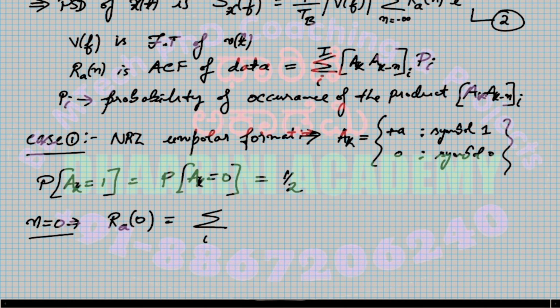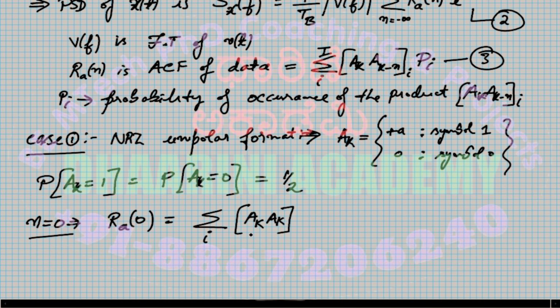over I. I have to decide what is capital I; I'll come back to that later. Let me write this now. So there is AK, look at the equation, I'll call this equation number 3. Look at equation number 3: AK into AK minus n. But n is 0, so it becomes AK into AK. That's all. So this is simply AK into AK.